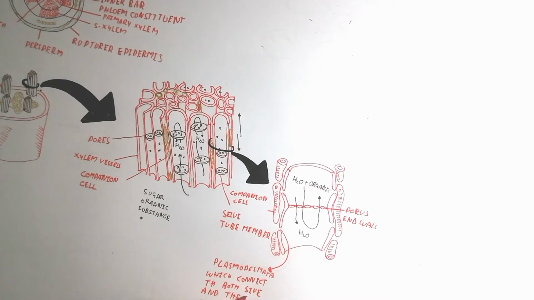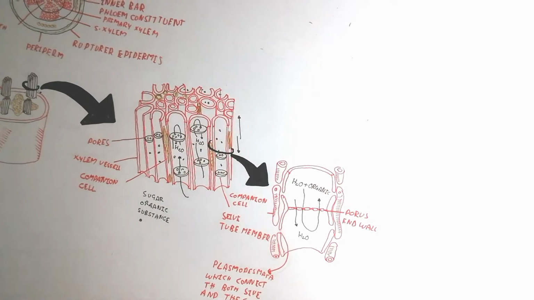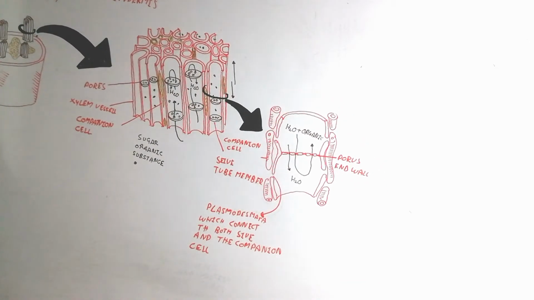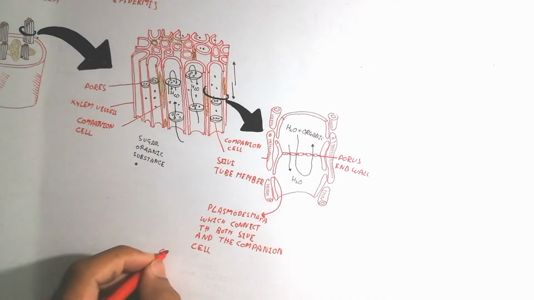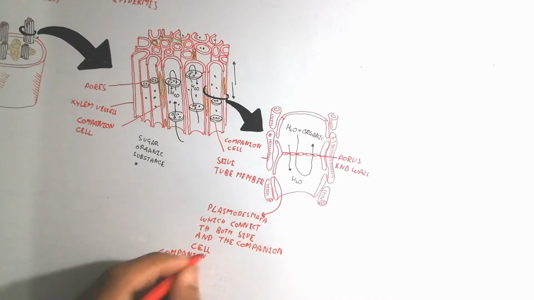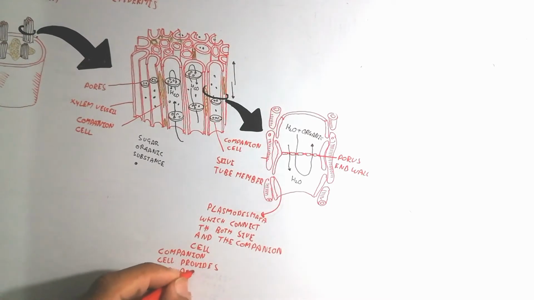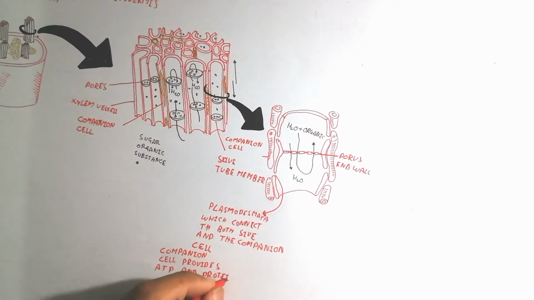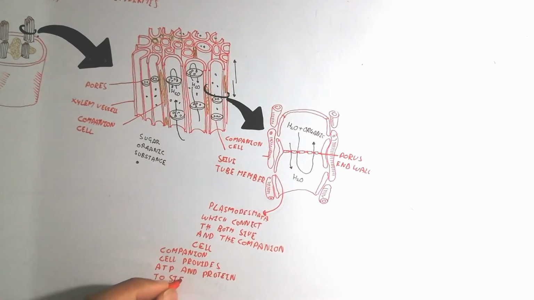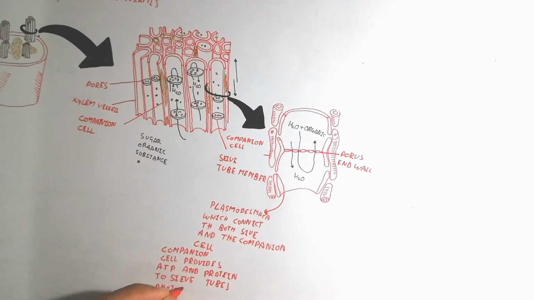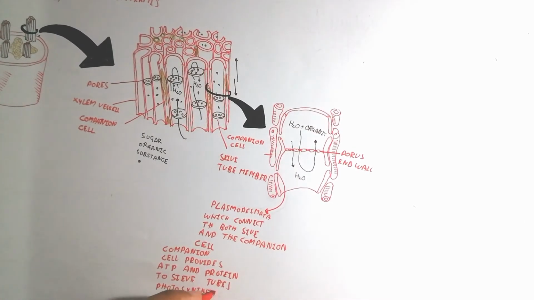Here is the sieve tube member, which basically has a porous end wall. The porous end wall is used for the movement of the semi-permeable water and organic material, that is sugar, amino acid, fatty acid, which is translocated through the phloem. So the phloem conducts a little bit of water but heavier organic substance. On the other hand, the xylem is heavier for the conduction of water but has a little bit of sugar.